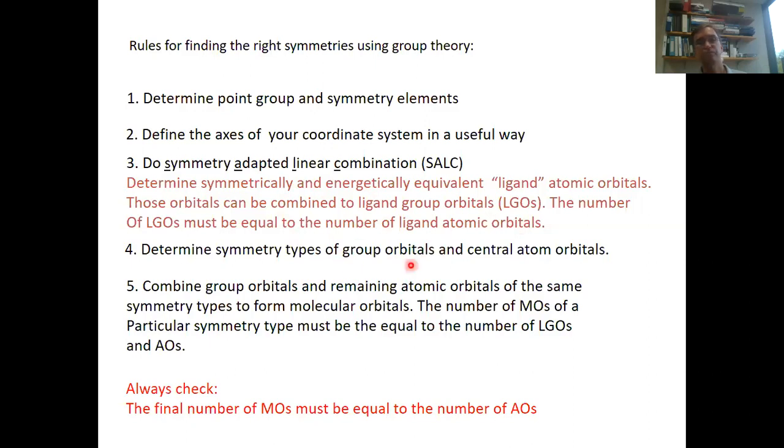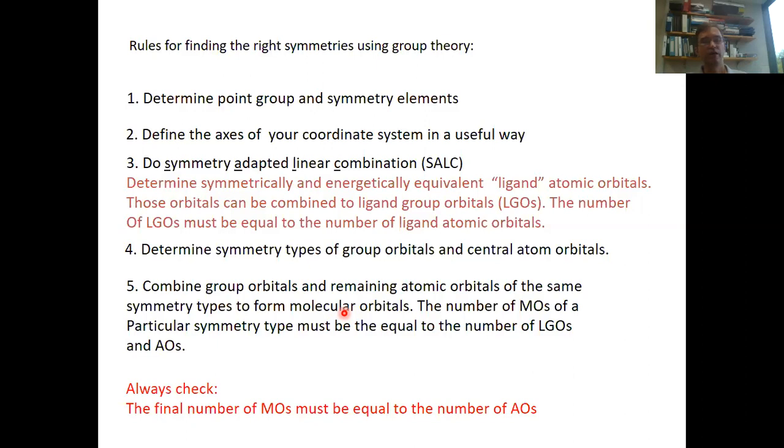So in the next step, you then determine the symmetry types of these ligand group orbitals. And after you've done that, you also determine the symmetry types of the central atom orbitals. So the next step is then that you combine ligand group orbitals and central atomic orbitals of the same symmetry type to form molecular orbitals. When they have the same symmetry type within the particular point group, then you know that their symmetries are right and you can combine them. If they have different symmetry types, you know that symmetries do not match up. They cannot be combined to form molecular orbitals.